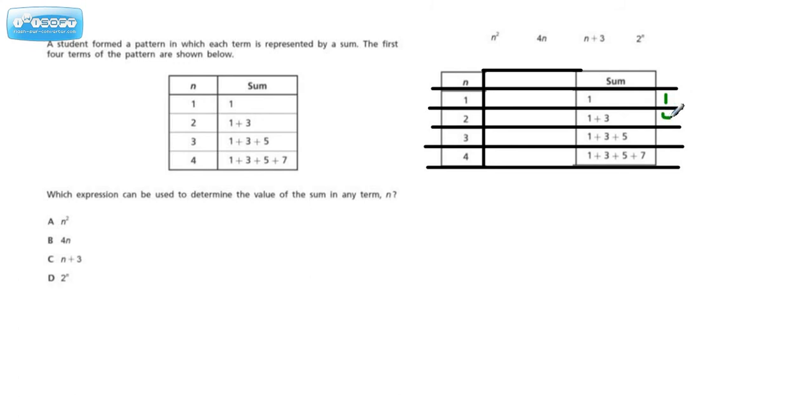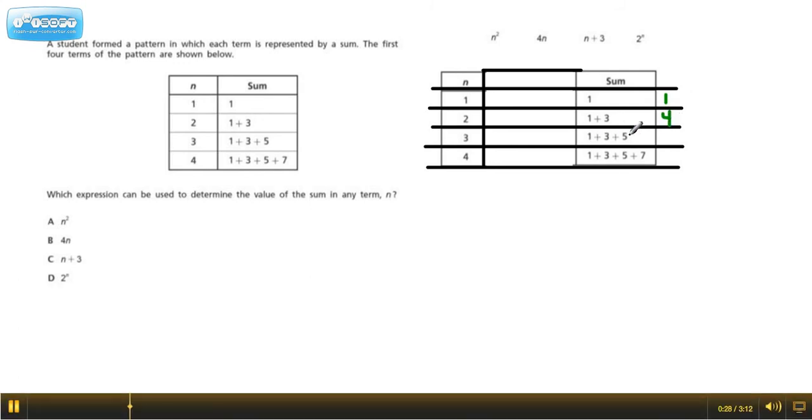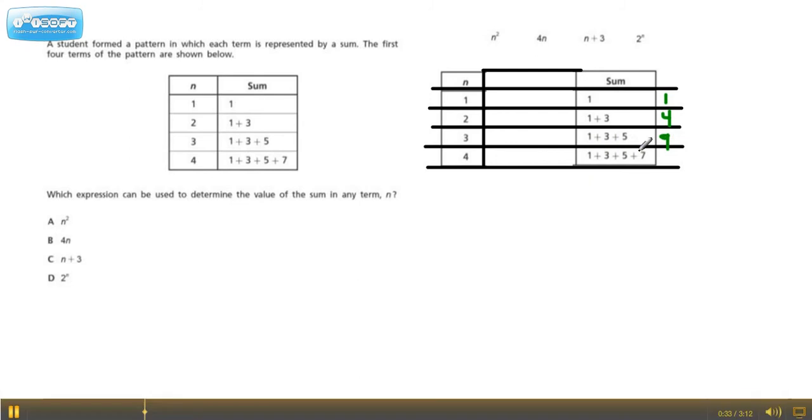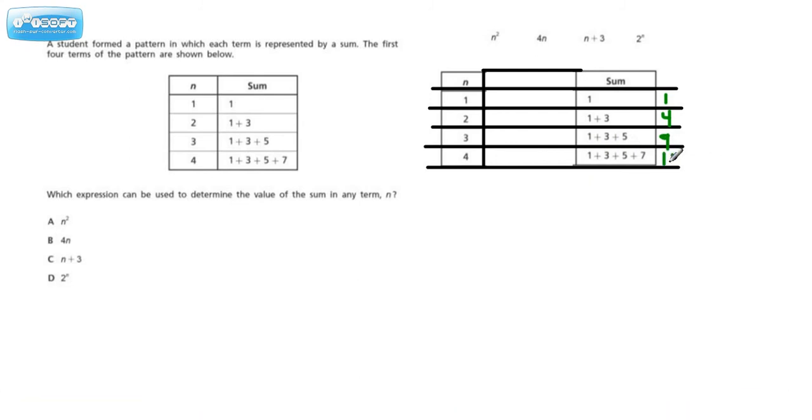This is equal to 4. This is equal to 4 plus 5, which would be 9. And this would be equal to 4 plus the 12, which would be 16. All right, so if we look at them as whole numbers, it's going to be a lot easier. Now let's take each answer choice and put it in as a function.